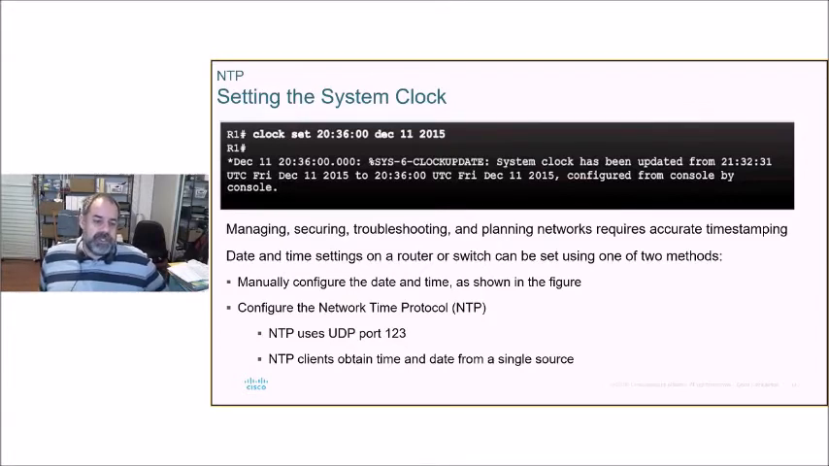Now, managing, securing and troubleshooting and planning networks requires accurate time stamping. So date and time settings on a router or switch can be set using one of two methods. And so manually configuring it, so you can actually set the time, but that's a pain, and you lose power and it's gone. And so NTP is an automated process. And so NTP uses UDP port 123. And so all you need to do is set up an NTP server, and then all your other devices can be NTP clients, and they can have a time that, of course, is consistent with that server. And so very useful feature.